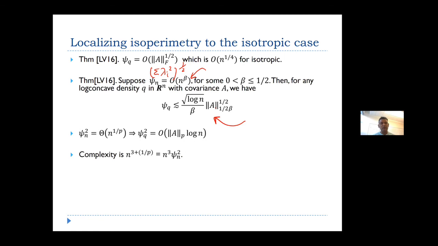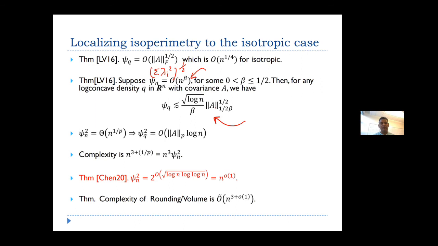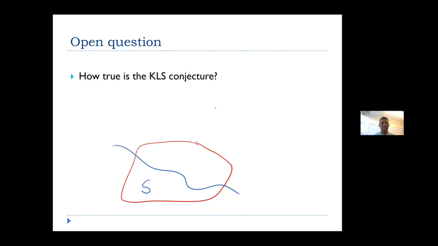Okay, so this is the conclusion. The complexity is therefore n cubed psi squared, and using Chen's exciting bound of subpolynomial, we get that the complexity of rounding and volume, just as a corollary, is now n to the 3 plus little o(1). I'll stop here with a couple of quick open questions for you. First, it continues to be very interesting to determine how true the KLS conjecture is. It may not affect the volume complexity so much at this point, but chances are that any improvements will give us some very nice techniques and understanding.